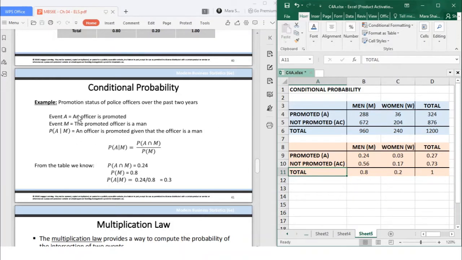So, event A is an officer is promoted. Now, event M, the promoted officer is a man. So, if we say the probability of event A given M, it means the probability that an officer is promoted given that the officer is a man. Meaning, the probability of promotion depends on your second event.